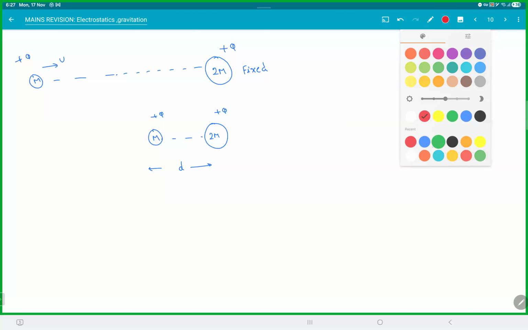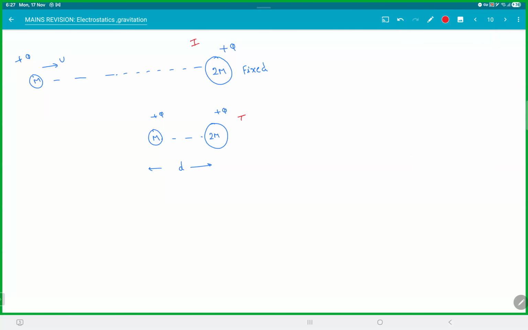This is your initial state. This is your final state. Initially, the kinetic energy is half m u square. So, initial energy is equal to final energy. There is no work done by external forces. Can I conserve momentum in this case? Why can I not conserve momentum? That itself is a question. Can I conserve momentum in this game?